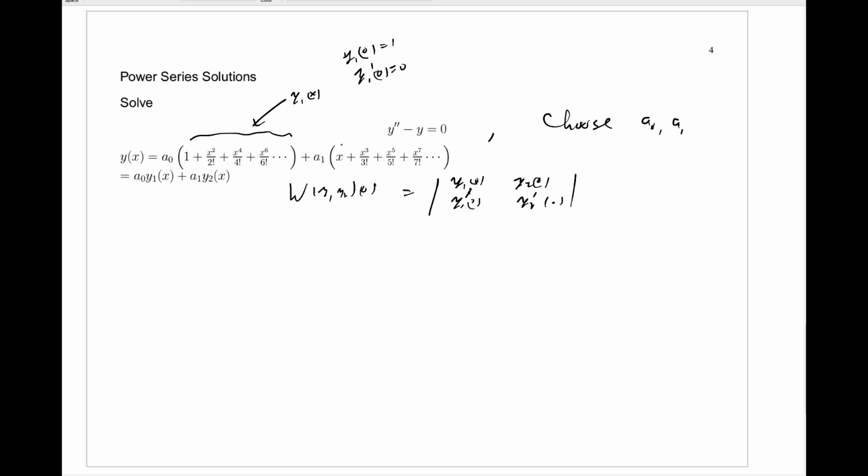For y2, y2 of x is this function. y2 of 0 is easily seen to be 0. And y2 prime of 0, if you just differentiate this in your head and plug in 0, you get 1. In other words, this is exactly the determinant of 1, 0, 0, 1, which is 1. So the Wronskian at 0 is 1, which means the two are independent functions, and we thus have a complete general solution.